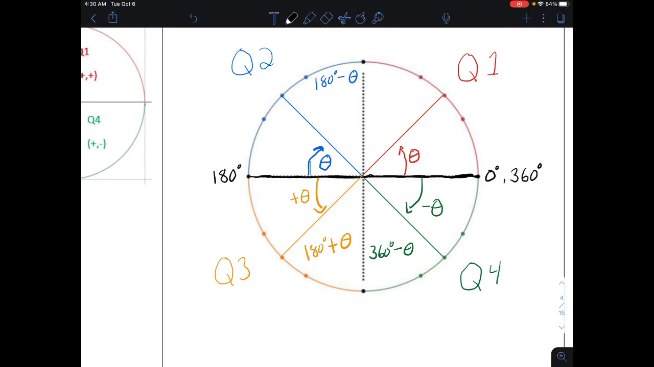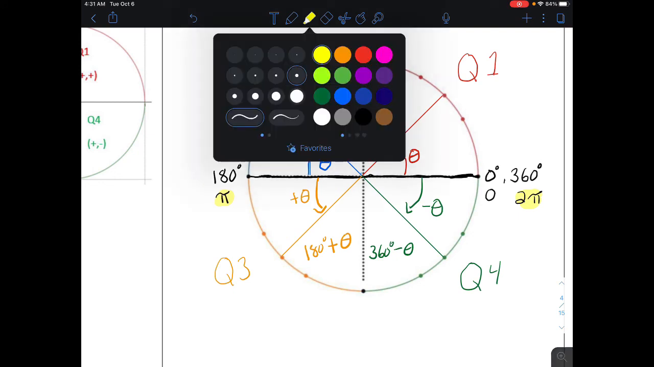Now if we start talking about radians, it's the same process but different measures. So 0 degrees is the same thing as 0 radians. 360 degrees is the same thing as 2 pi radians. There's 2 pi radians all the way around the unit circle, which means 180 degrees would be half of that 2 pi, which makes 1 pi. Now the way that's going to change is instead of working with 180 degrees and 360 degrees, we're going to be working with pi and 2 pi.